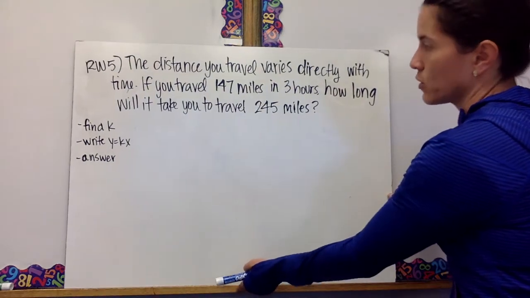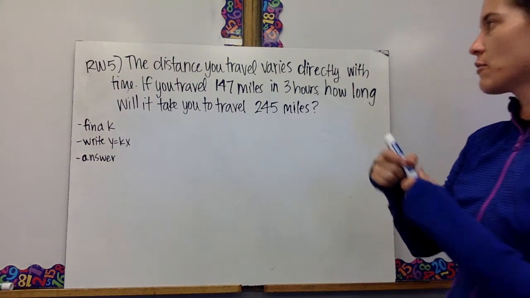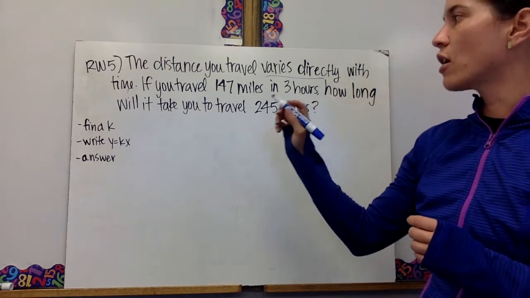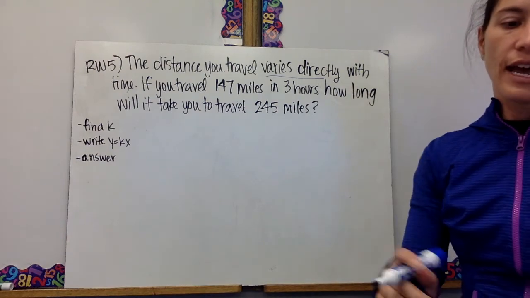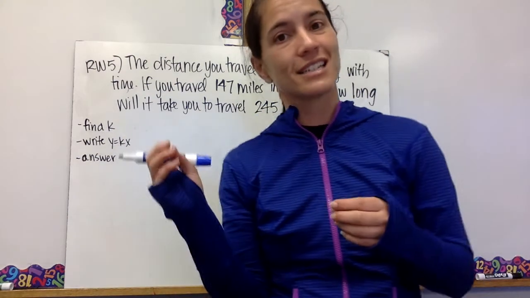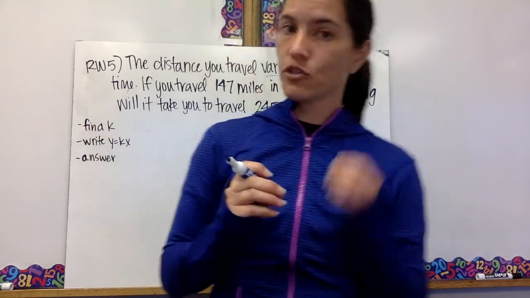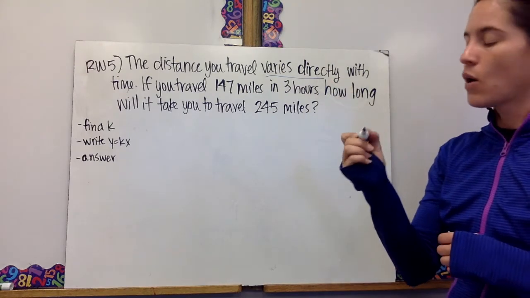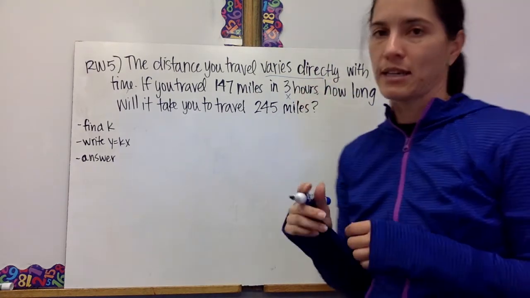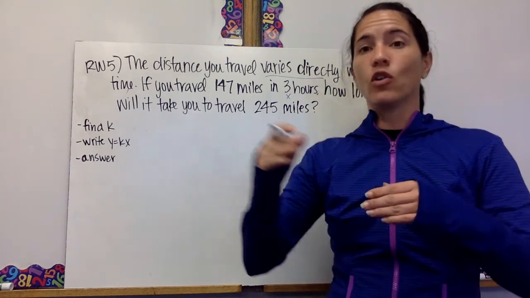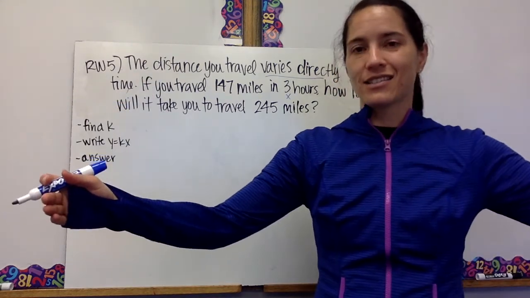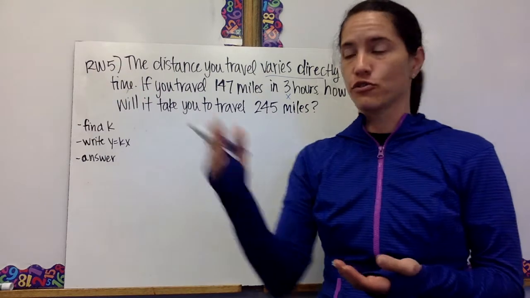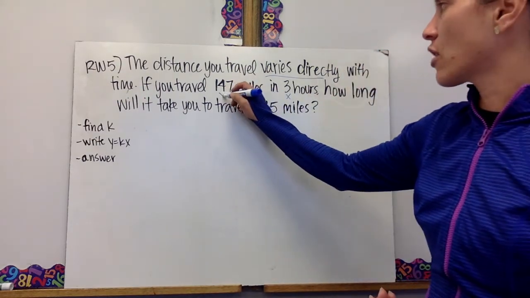All right, so real world number 5. The distance you travel varies directly with time. If you travel 147 miles in 3 hours, how long will it take you to travel 245 miles? Now, we need to know x and y. X is going to be your independent variable. Y is your dependent variable. In this example, your time has to be your independent because you're going to travel 3 hours and get a distance. You don't travel a distance first and then get a time. How long you travel is your x, and your distance is our y.